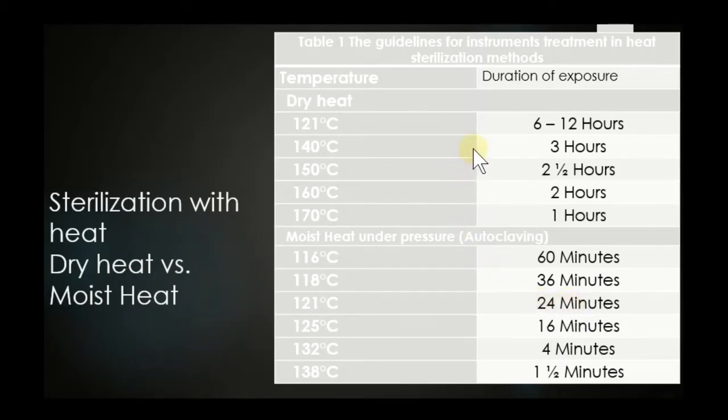So in comparison of these two methods, moist heat under pressure will be better and faster for the sterilization of the same load of instruments, in a shorter period of time.